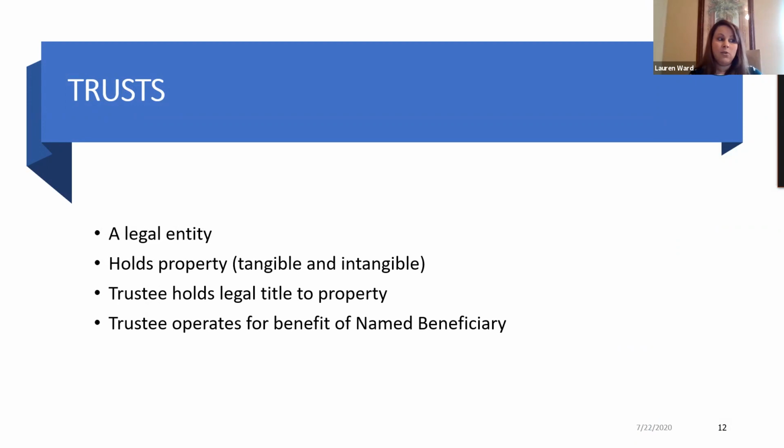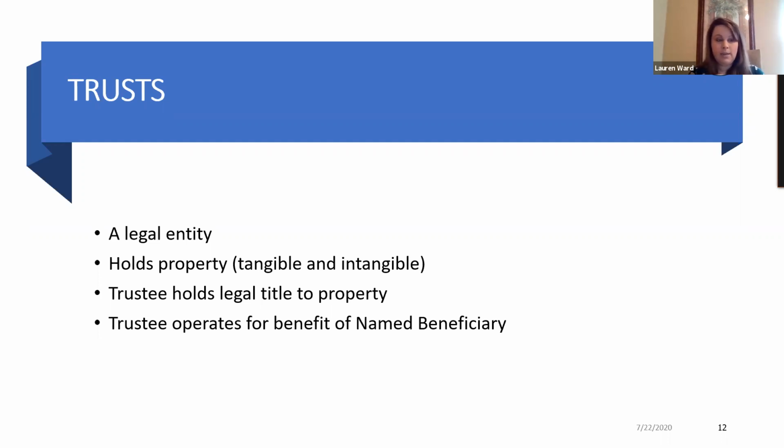A trust is a legal entity that can hold property, whether tangible or intangible, and the trustee holds legal title to the property and the trustee operates for the benefit of the named beneficiary. I know that's a little confusing with the terms. So you have what's called a trust, and this is that legal entity that's going to be there, and it's almost like a contract where you're telling a person how you want your assets distributed. It's your contract with the trustee.